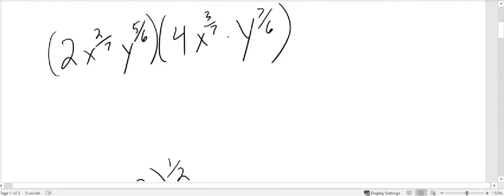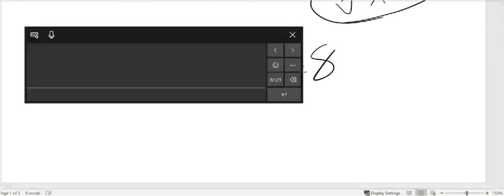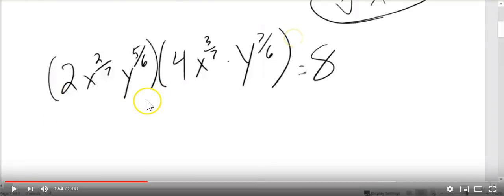Alright, next one. Alright, so we're going to talk about a couple different types of problems. So this one right here is a simple multiplication. So it's got 3 problems in one. But you got to remember that if I take 2 times 4, we're not adding all of a sudden like we do with our other exponents. You take 2 times 4 and get 8.